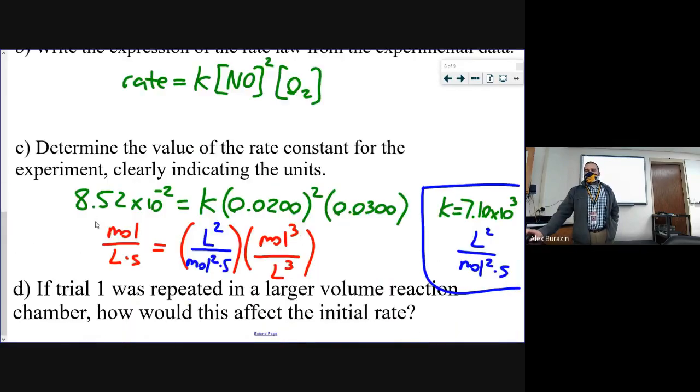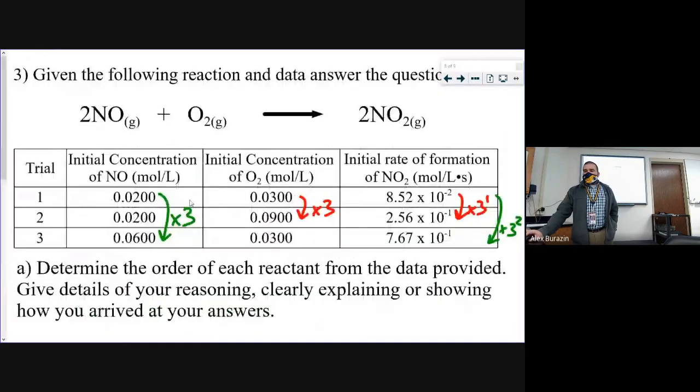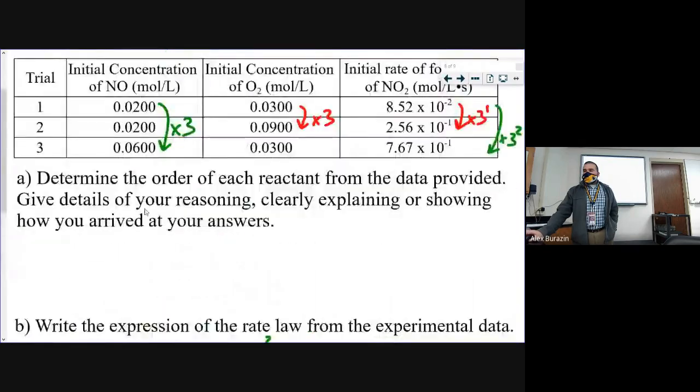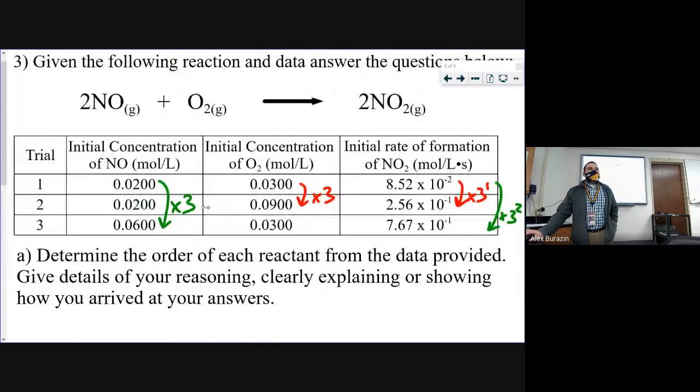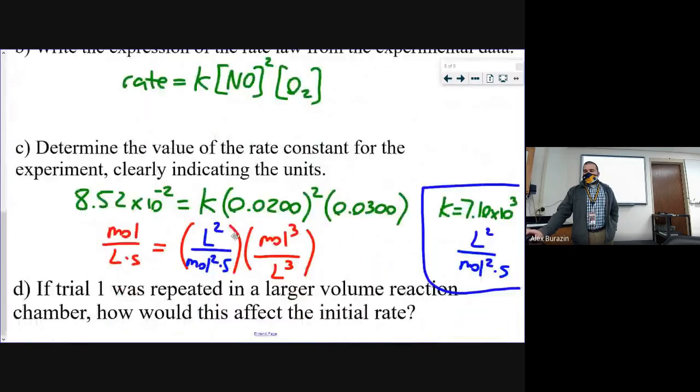Then, in part C, I asked you to solve for the value of the rate constant, K. So what did we do? We went back to our data table. We took the numbers from trial 1, and we plugged them into our equation. Okay, so I plugged in the rate from trial 1, 8.52 times 10 to the negative second, right there. I plugged in the molarity of the nitrogen monoxide for trial 1. I plugged in the molarity of oxygen gas for trial 1, and then I solved for K. Numerically, K ended up being 7.10 times 10 to the third, but you have to label the rate constant as well.